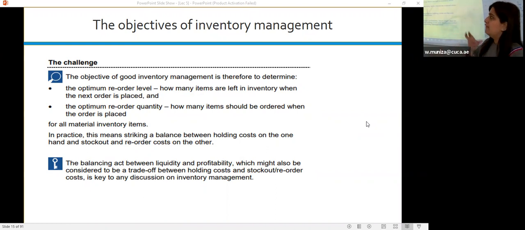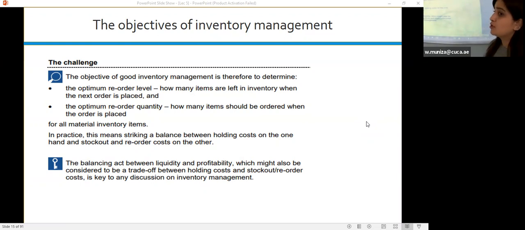Say, for example, our lead time. Lead time is the delivery time of the inventory to our warehouse. So, for example, our suppliers take 2 weeks to supply the inventory to our warehouse. So our reorder level should be the amount of inventory to be consumed in that 2 weeks. How much inventory should be present in our warehouse at the time we need to place the reorder: the optimum reorder level, how many items are left in inventory when the next order is placed, and optimum reorder quantity, how many items should be ordered when the order is placed.